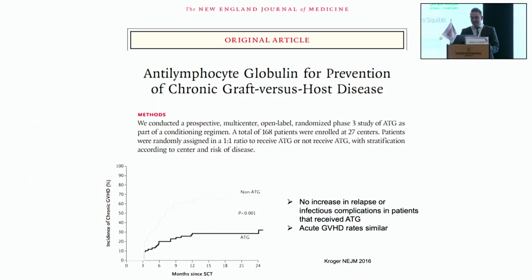In this European study, we can see the difference in chronic graft-versus-host disease in patients receiving ATG versus no ATG in a randomized phase 3 fashion. In this paper, there was no increase in relapse or infection, while there was a subsequent paper from the Americans showing an increase in relapse that made that approach less favorable.